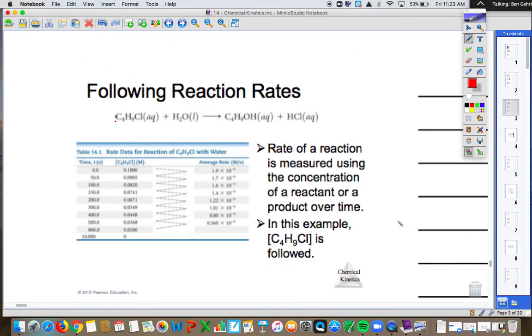First, when following reaction rates, you can find how fast a sample is changing, how quickly something is becoming something else. This example looks at 1-chlorobutane reacting with water and forming 1-butanol and hydrochloric acid. We have different times on this side, and different concentrations of 1-chlorobutane. Then we can calculate the change in molar per second.